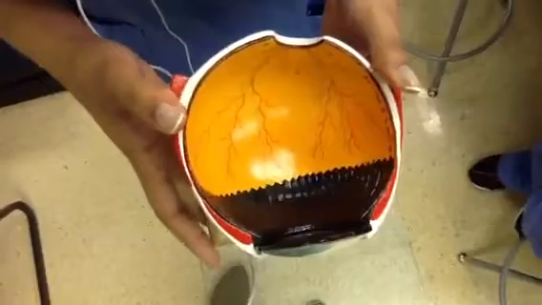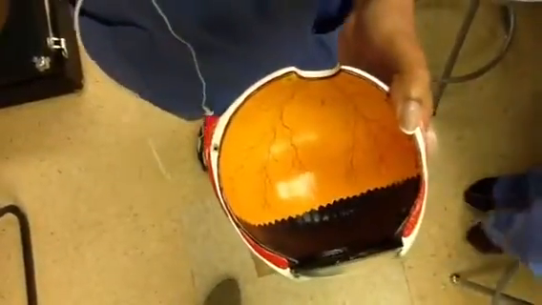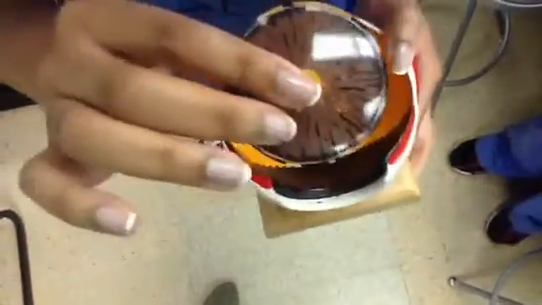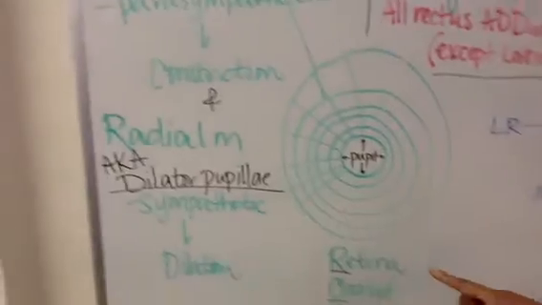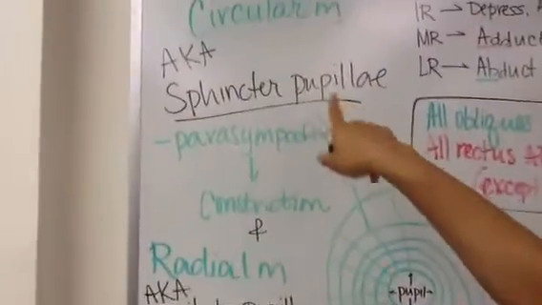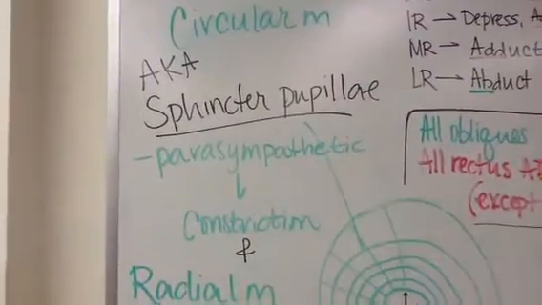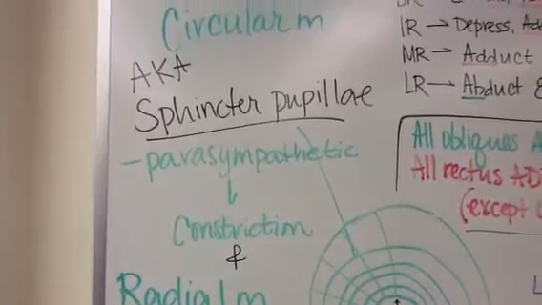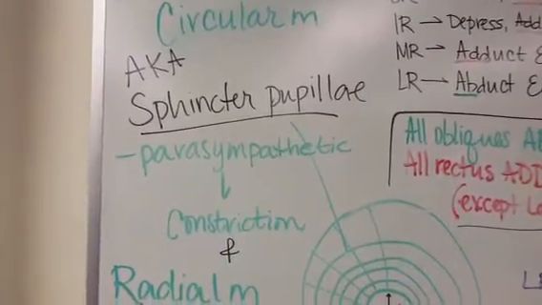So now for the inside of the eye, we don't actually have the lens, but the lens would be behind the iris. So this colored section that you see here is the iris. Now the iris has two different muscles: the sphincter pupillae and the dilator pupillae.